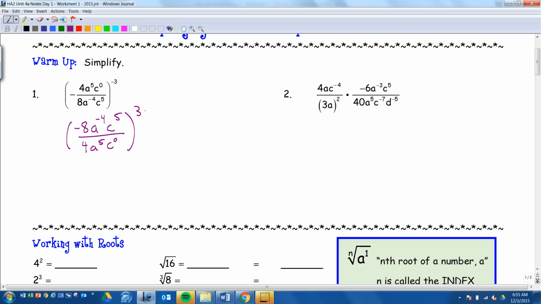Now there's two things you can do. You could raise everything to the third power now, or you can simplify this fraction and then raise it to the third power. I'm going to simplify, so I get -2 over 1. A to the 4th goes down with the A to the 5th, so there's an A to the 9th down here, and then there's just a C to the 5th up here because C to the 0 is 1.